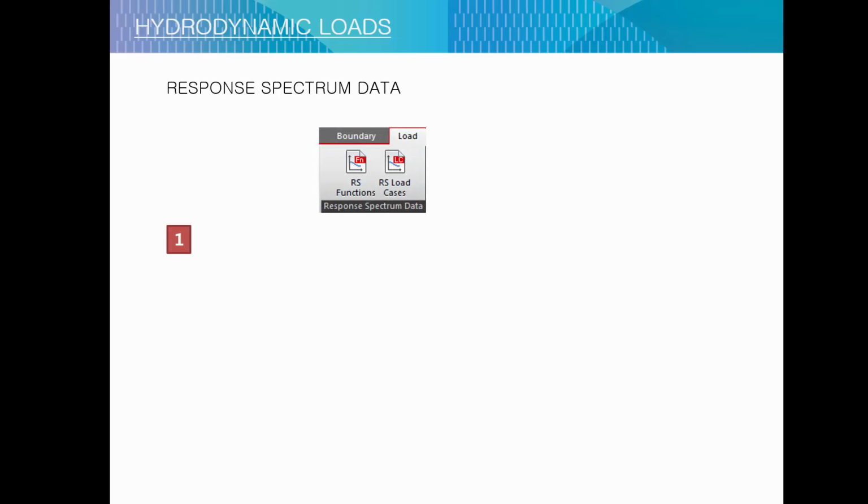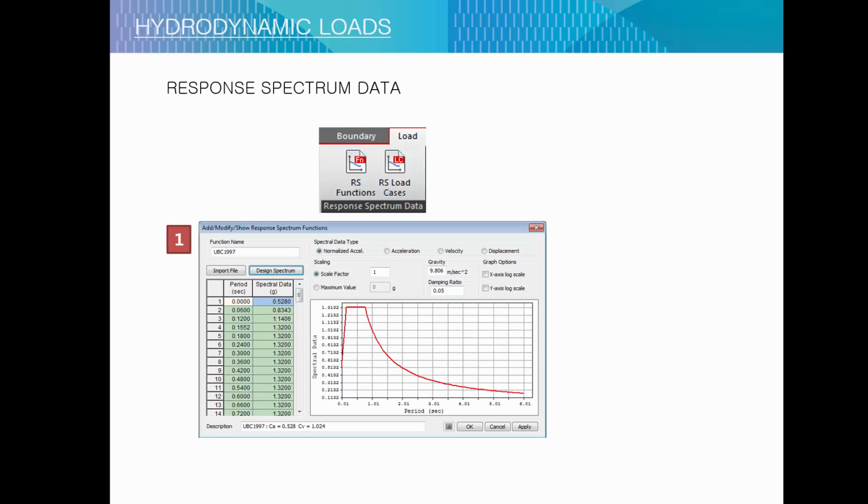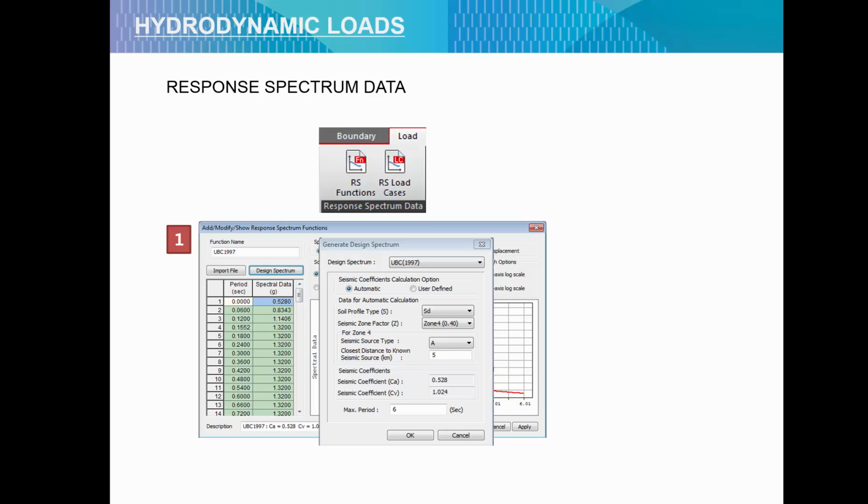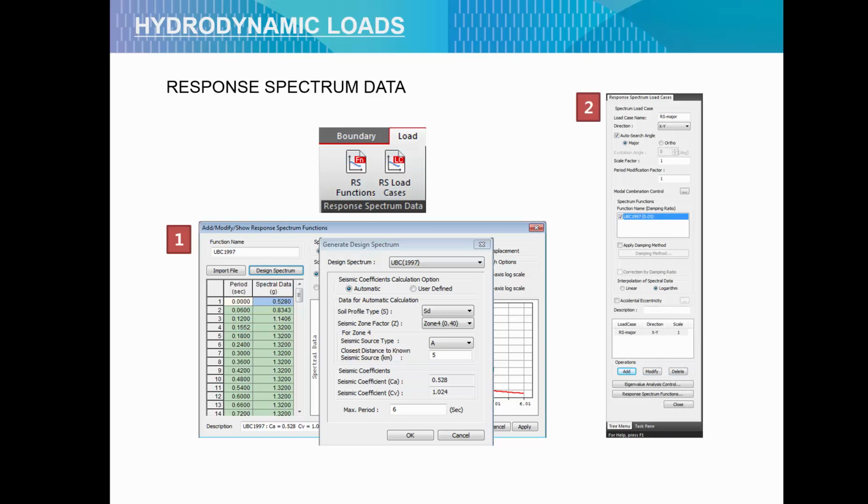The first step is to create an RS function. So we need to determine the design spectrum using these parameters. Then after defining the RS function, we're also going to define the RS load case. So we're going to create an RS along the major direction, along the orthogonal direction, as well as the vertical direction.